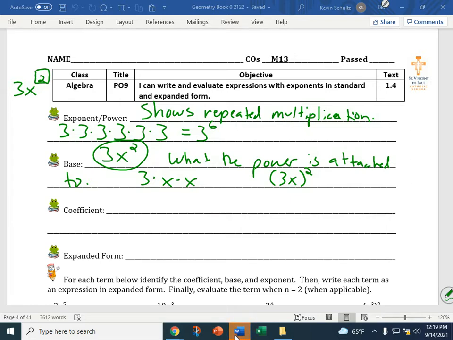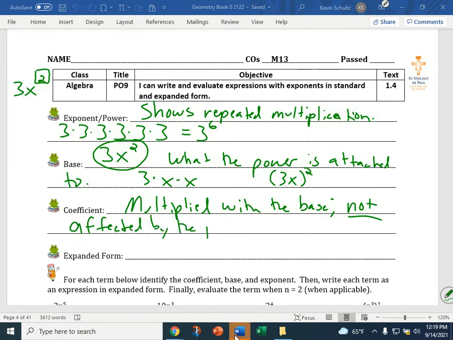Okay. So then what is that 3? That 3 is called a coefficient. Okay. It is multiplied with the base. But here's the important thing. It is not affected by the exponent. Okay? It is multiplied with the base, so it is 3 times x, right? But it's not affected by the power. There's still only one 3.